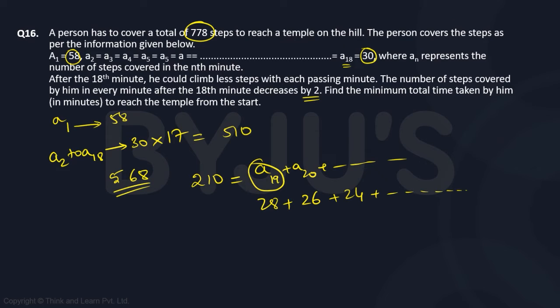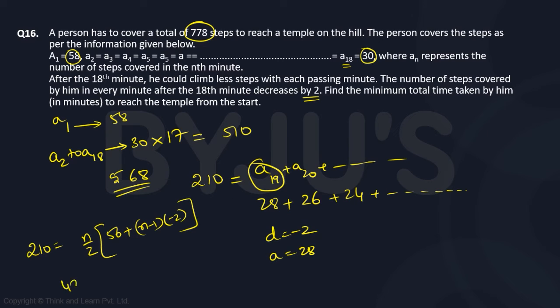Find the minimum total time taken by him to reach the temple from the start. So I need to find when will this stop. Okay, so basically this is a decreasing GP where your D is -2 and your first is 28, and you need to find where it stops. So 210 is n by 2 into 2a. 2a is 28 into 2, 56 plus n minus 1 into D. D is -2. So 420 is equal to n into 56 minus 2n plus 2.